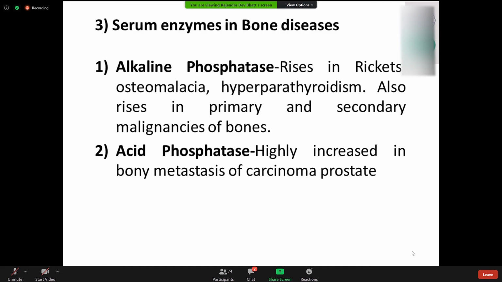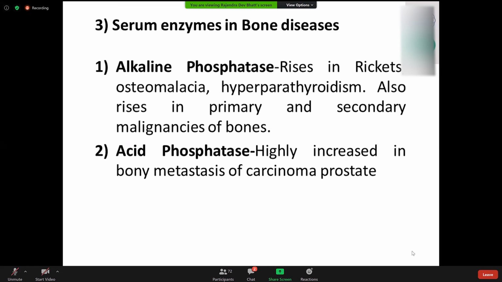And third one, after this, we learned some biochemical markers about cardiac tissue, then we learned about hepatic tissue. Now, serum enzymes in bone disease. We already know that alkaline phosphatase rises in rickets, osteomyelitis, hyperthyroidism, hyperparathyroidism, and also rises in primary and secondary malignancies of bone. Yes, alkaline phosphatase increases. And another enzyme is acid phosphatase, highly increased in bone metastasis of carcinoma of prostate.